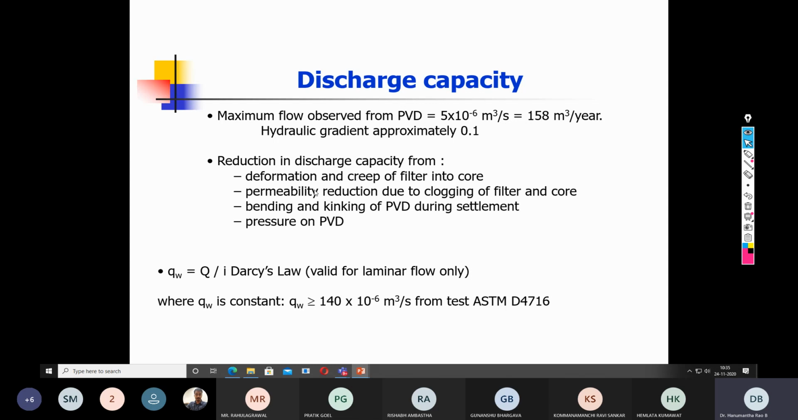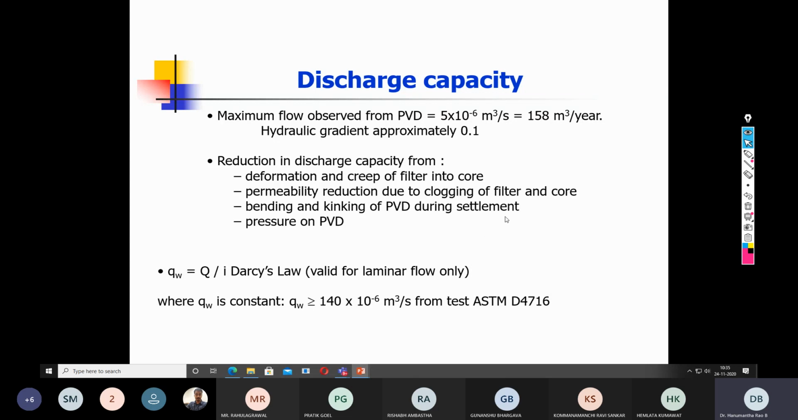However, there may be some factors that can affect the PVD performance, which include reduction in the discharges due to deformation and creep of the filter into the core. That means if the geotextile, because of its soft nature, blocks the core of the filter, then there is a possibility of decrease in the discharge capacity of the PVD.